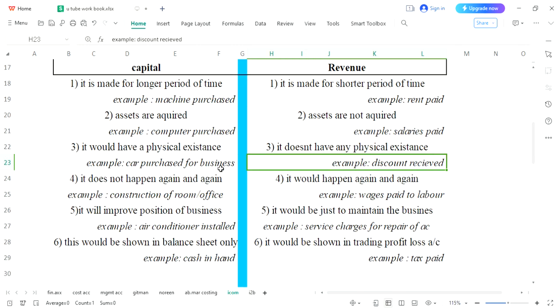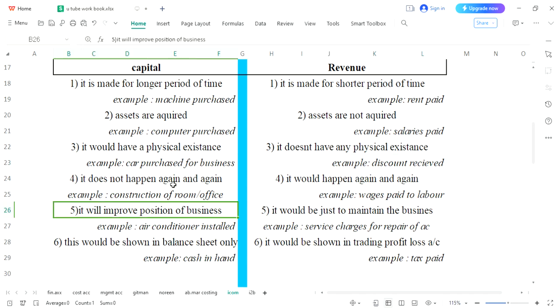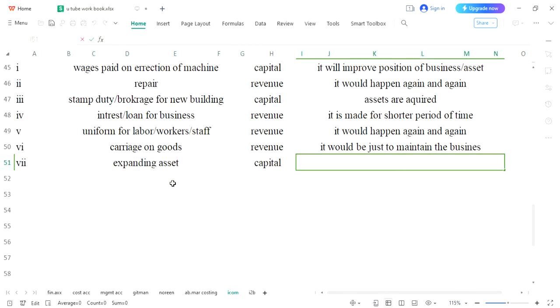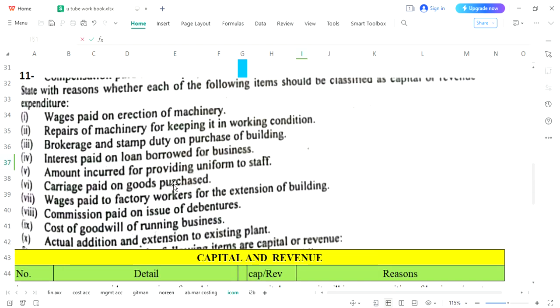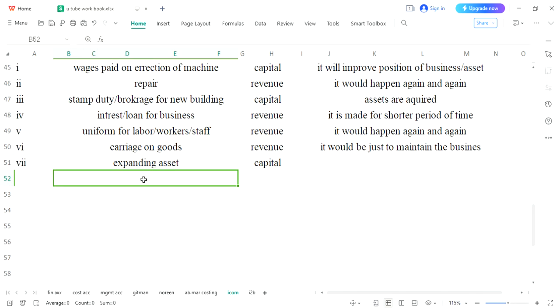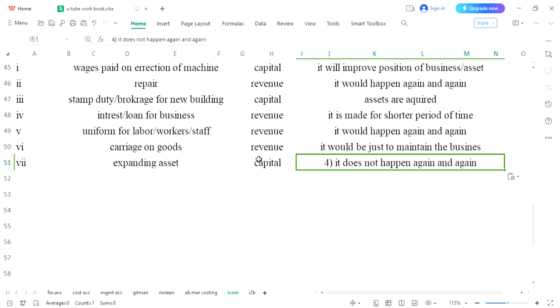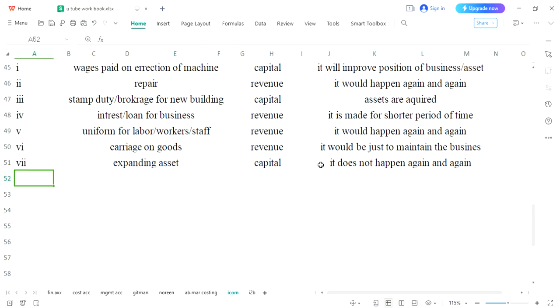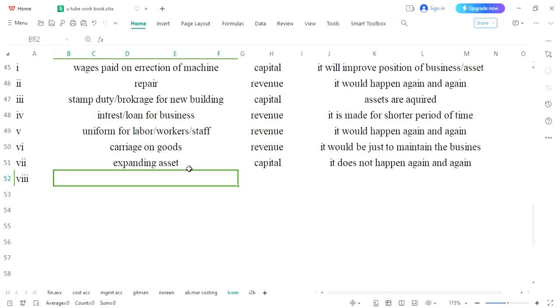And here there might be several reasons. Longer period, yes. Physical existence, yes. It will improve the position, yes. It does not happen again and again. Why are we taking this? Because this activity is rare and you will not be doing it again and again. That means a room has been built. So what will happen after several years? You will wait to build a second or third room. So this activity would not be repeated within a single year. Expanding your asset is your capital.